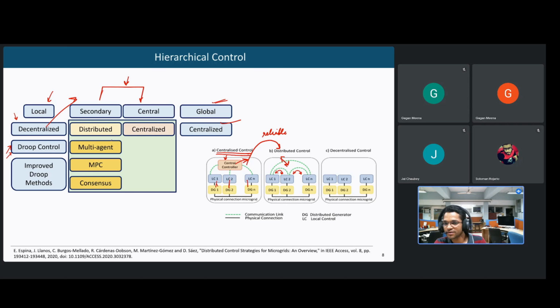So based upon the reliability requirement, you can choose between distributed or centralized. Distributed is more commonly used, especially in DC microgrids, because it is reliable and also cost effective.